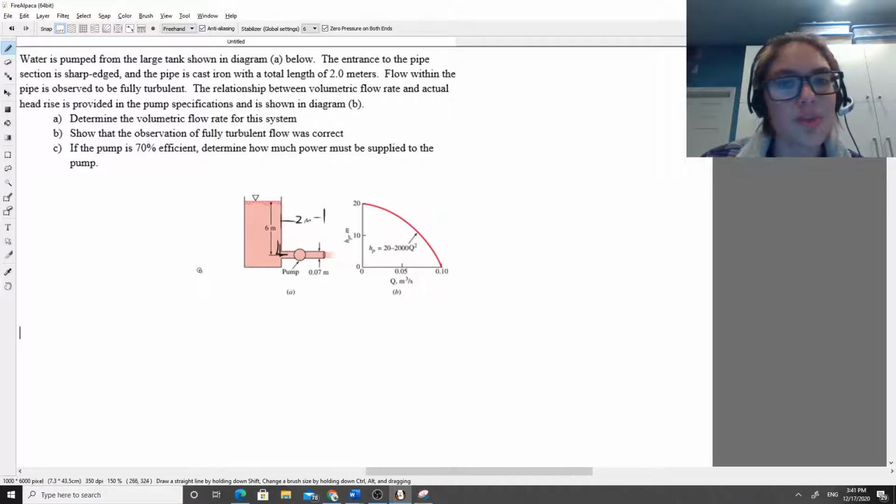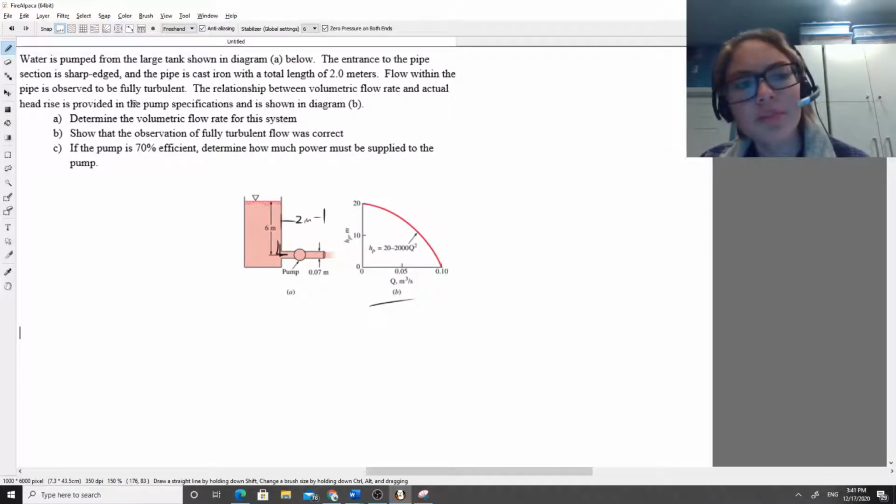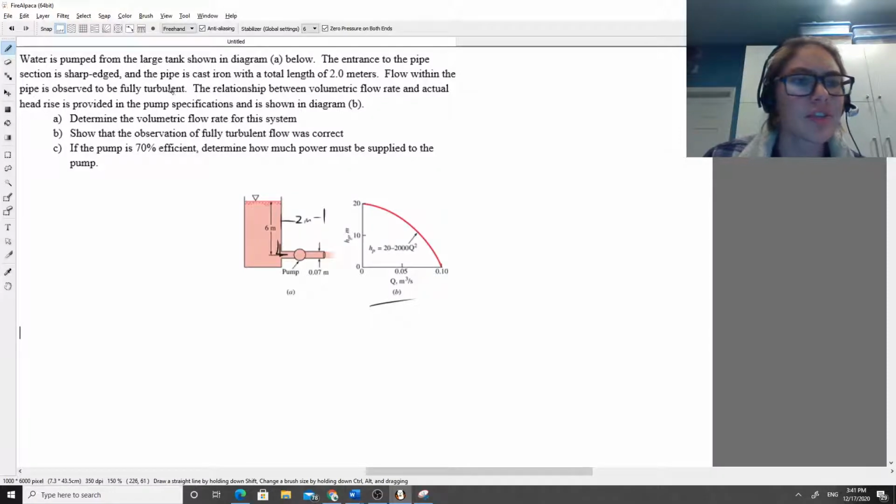The relationship between the volumetric flow rate and actual head rise is provided in the pump specifications and is shown in diagram B. This is diagram B. Determine the volumetric flow rate for the system, show that the observation of fully turbulent flow was correct, and if the pump is 70% efficient, determine how much power must be supplied to the pump.